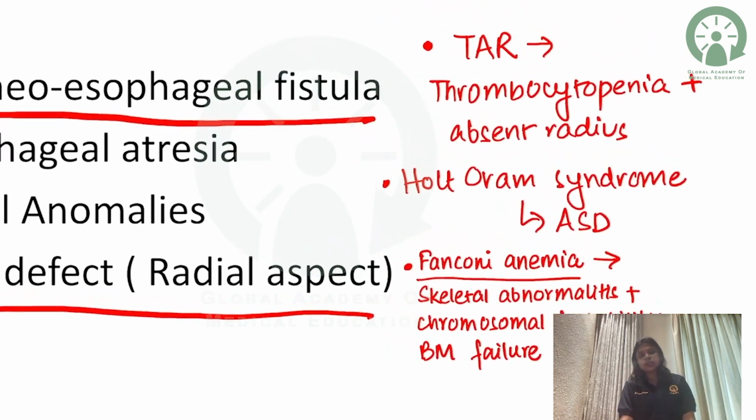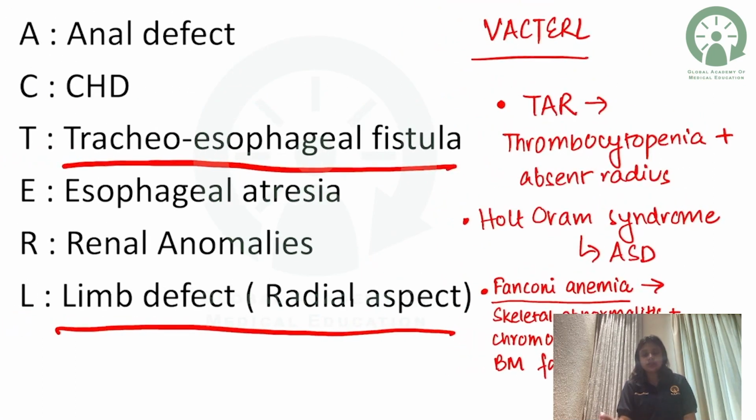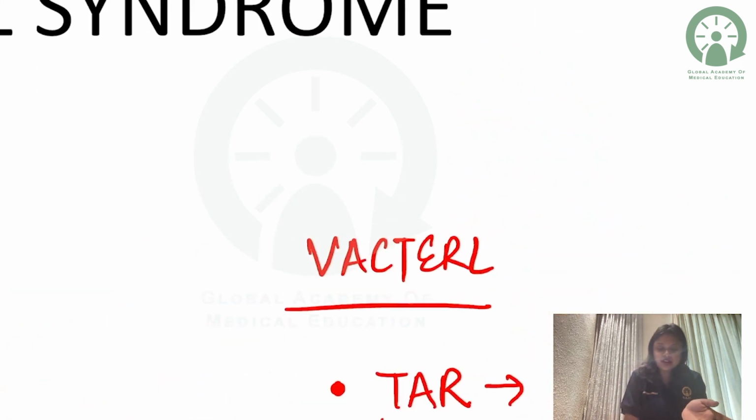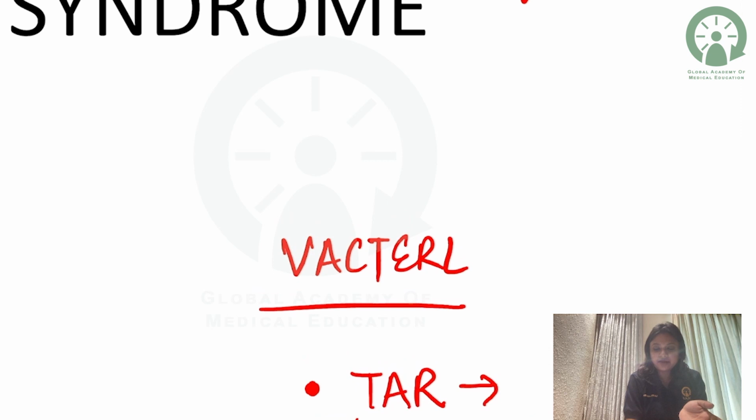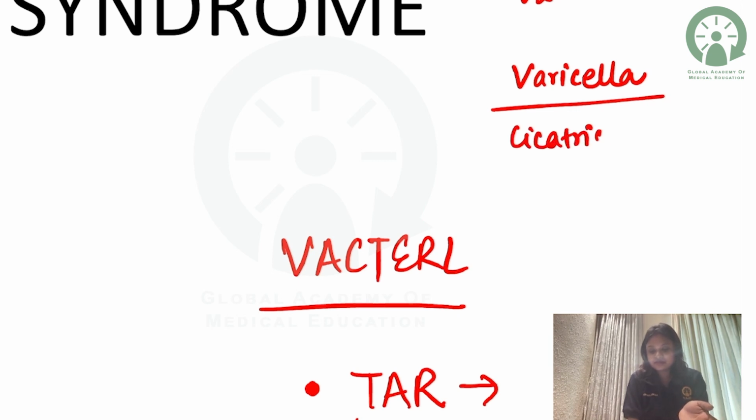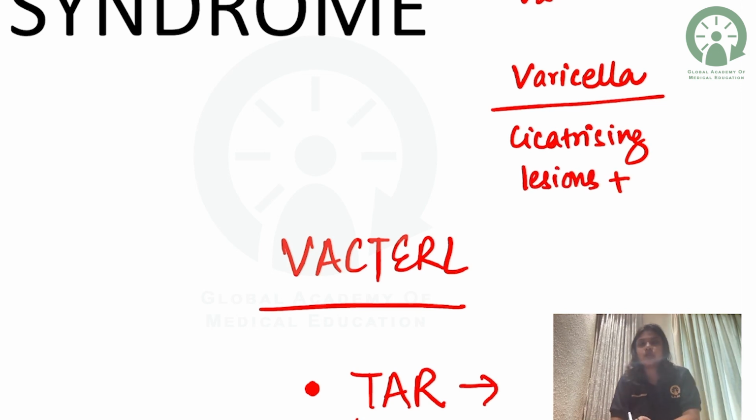So Holt-Oram syndrome is ASD, and thrombocytopenia absent radius is TAR syndrome, and we already did the VACTERL syndrome. Another thing I would like to say about one congenital infection from the TORCH group which produces limb defects: the answer is varicella. You need to remember two things about congenital varicella. We have cicatrizing lesions, that is scarring lesions in the body. Along with that, we get limb defects or limb hypoplasia.